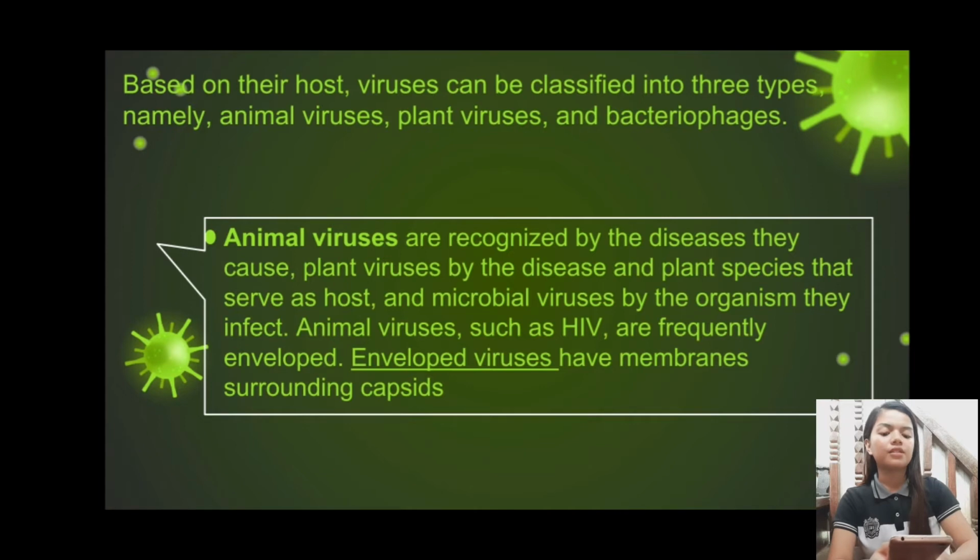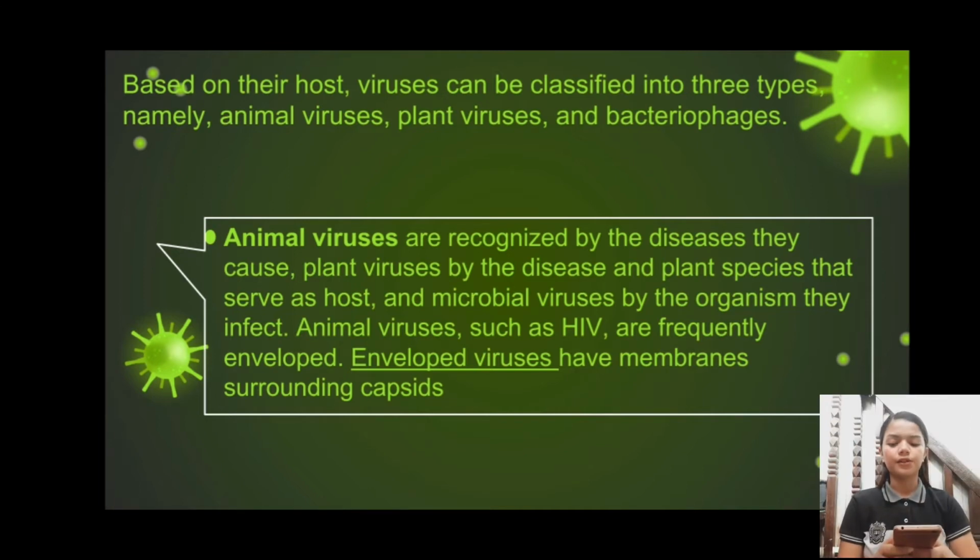Animal viruses such as HIV are frequently enveloped. Enveloped viruses have membranes surrounding capsids. In addition, animal viruses may enter a host cell by either receptor-mediated endocytosis or by changing shape and entering the cell through the cell membrane. Viruses cause diseases in humans and other animals.